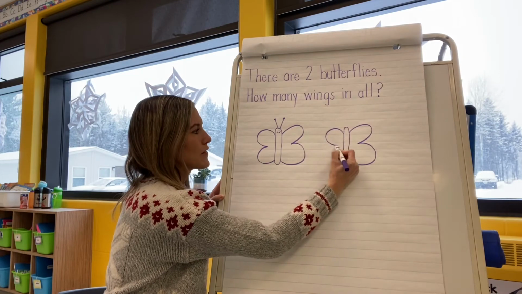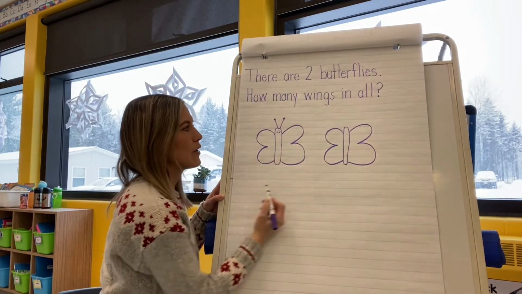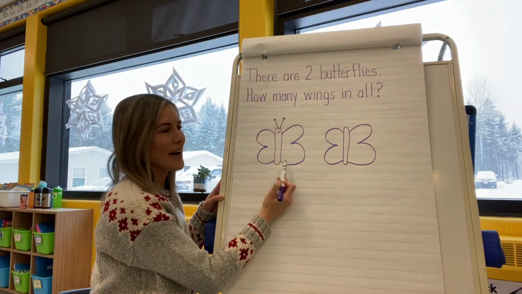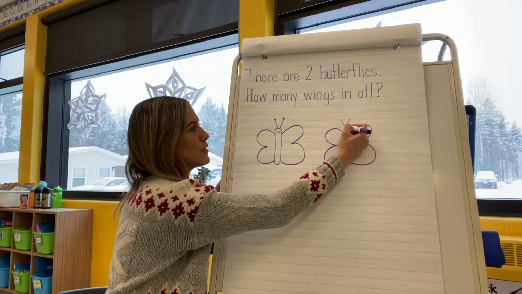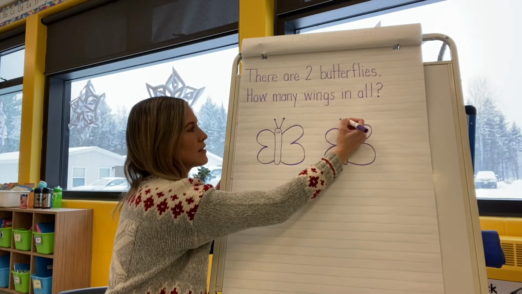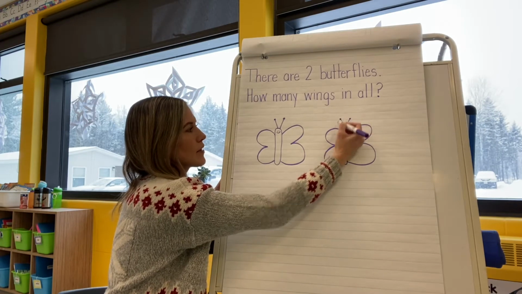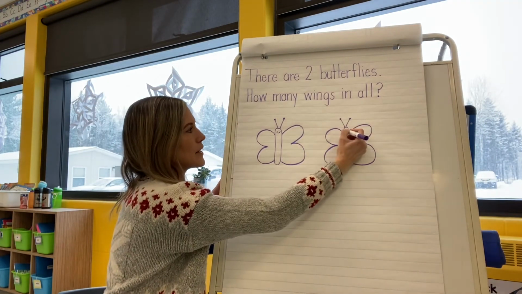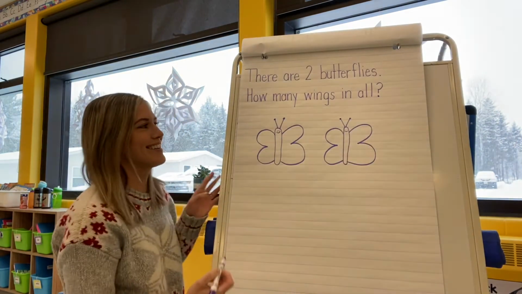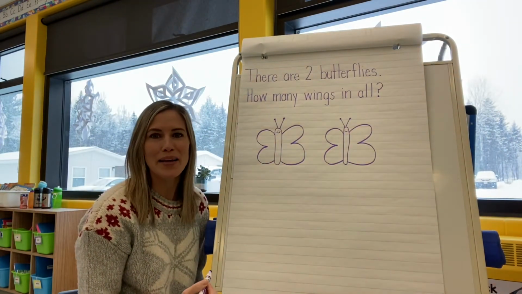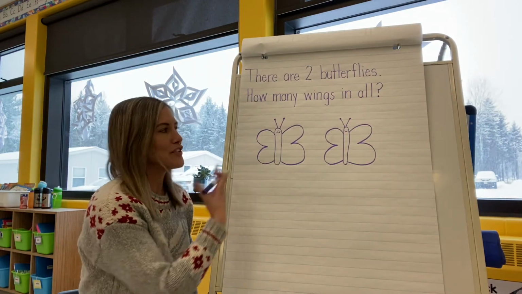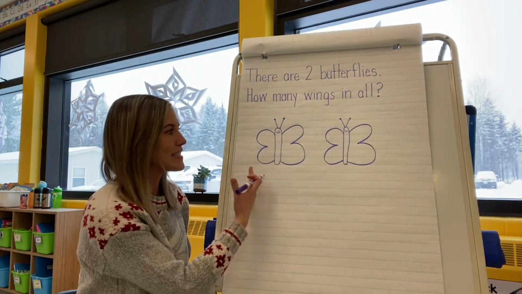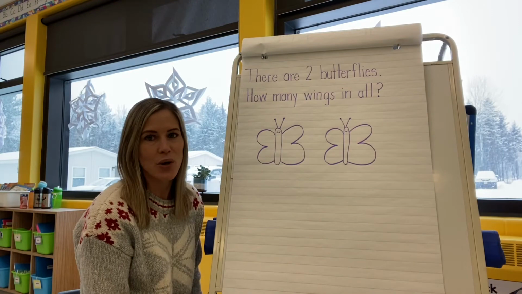And we know butterflies have how many wings? 1, 2. So they should each have 2 wings. And another happy butterfly. So now that I have my 2 butterflies drawn, I can easily visualize, that means I can see quite easily how many wings there are in total now.